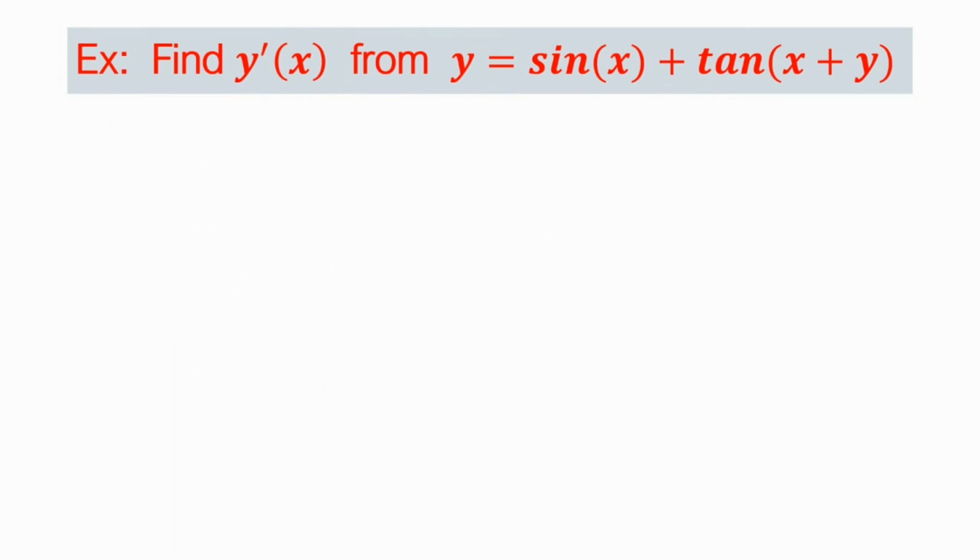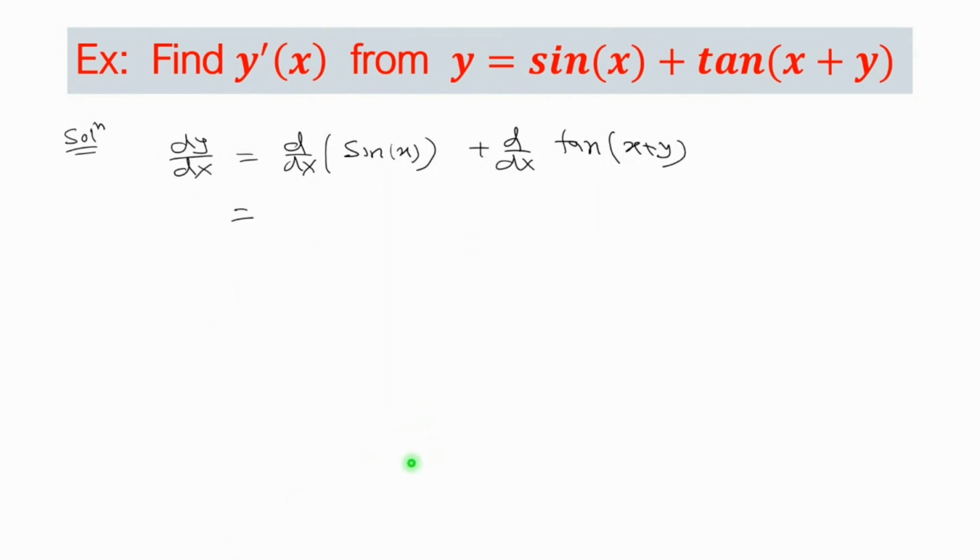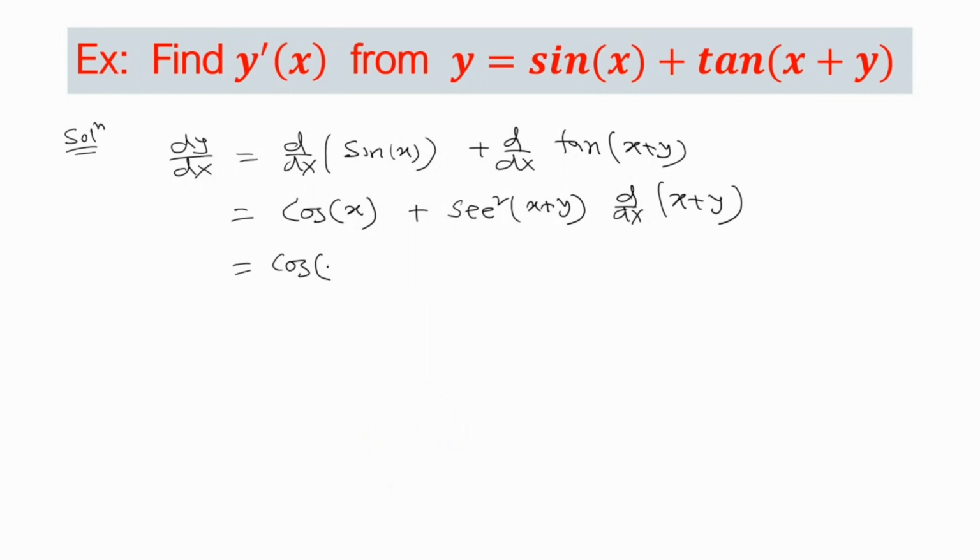Our next example is y equals sin(x plus y) plus tan(x plus y), and we have to find dy/dx. Apply d/dx on both sides. We will have dy/dx is equal to d/dx sin x plus d/dx tan(x plus y). d/dx sin x will be cosine x, plus here we will apply the chain rule. So chain rule on tan first: secant square (x plus y), and then the derivative of x plus y. So this is equal to cosine x plus secant square (x plus y), and then the derivative is 1 plus dy/dx.